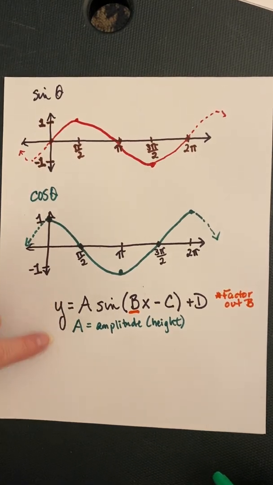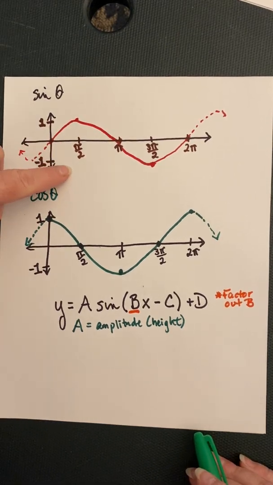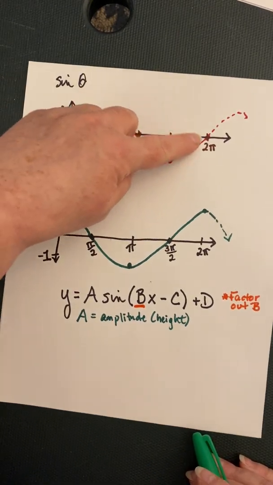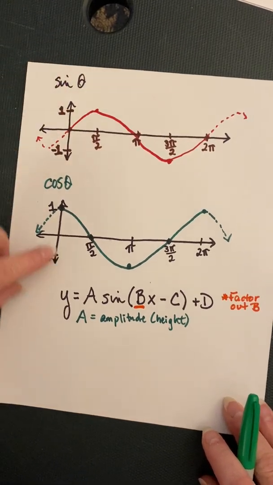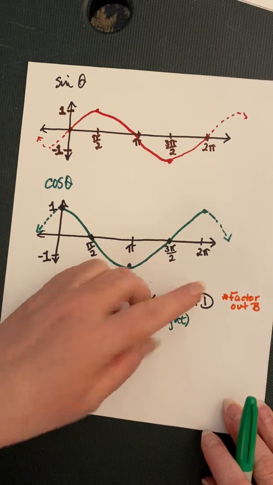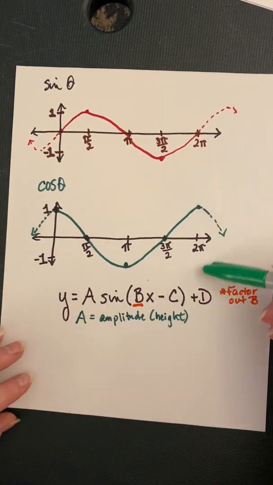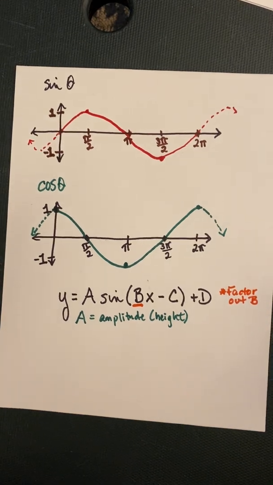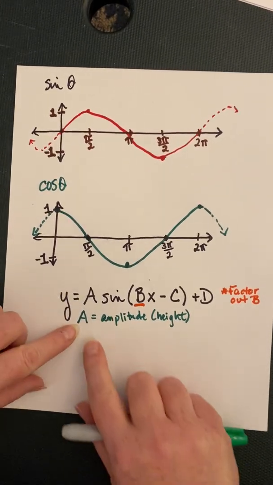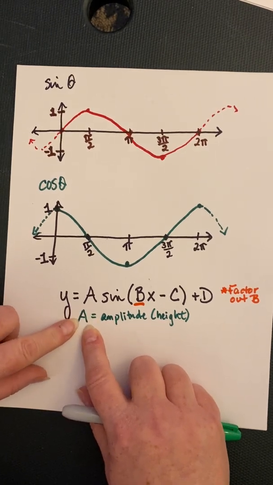Well, if it was -1, we would have flipped it upside down. So this one would have gone down first and then up and then down. And this one would have started out at -1 and gone up and then down and ended up down here. Okay, so that's just flipping it over the x-axis, what we've been doing with all transformations. So very often they talk about this as the absolute value of A, right?